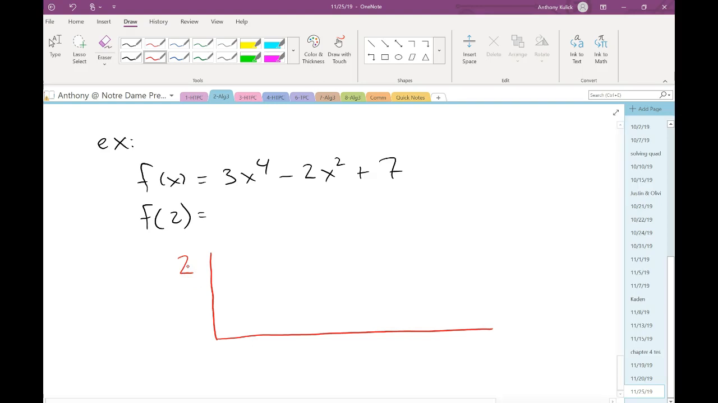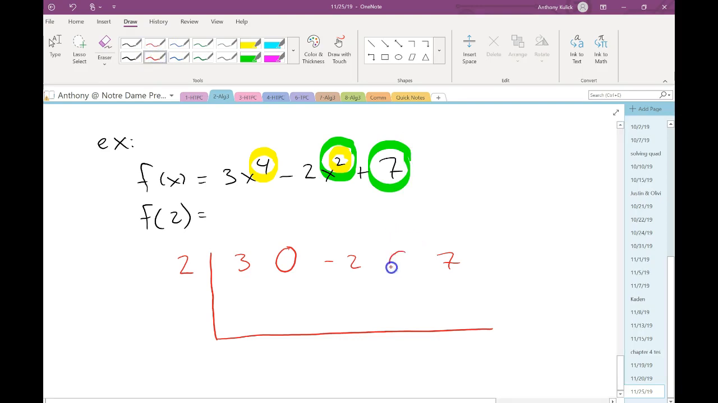What numbers are going to go inside the bar? 3, -2, and 7. Now you'd think that, right? It's not quite that. You're missing some things. So if I look at f of x, I go from x to the 4th to x squared. What am I missing? We're going to need a 0 for the x cubed. Also then notice that I go from x squared to just a constant. So what's missing there? The x's.